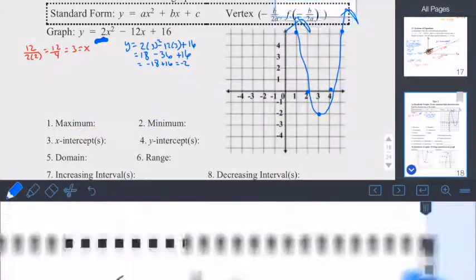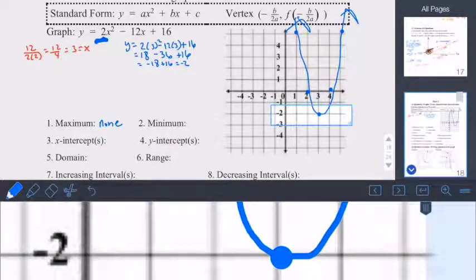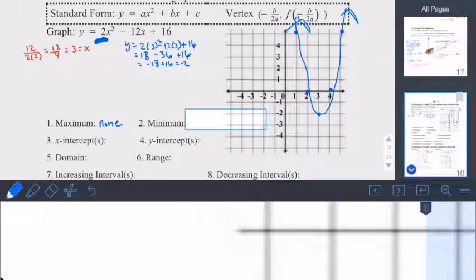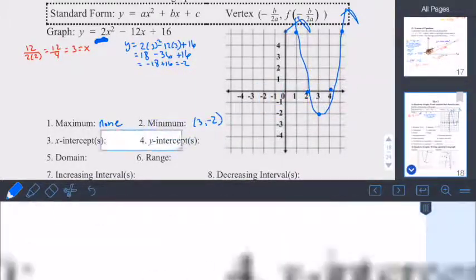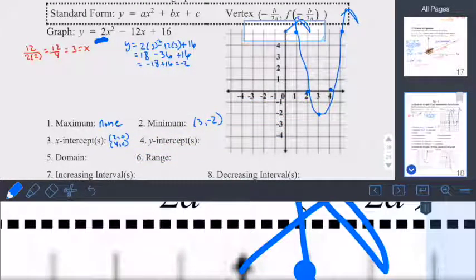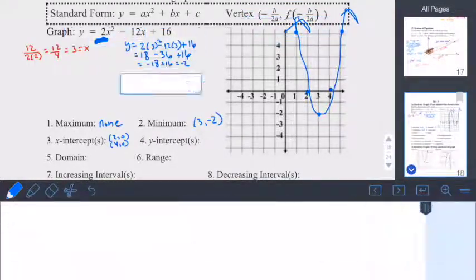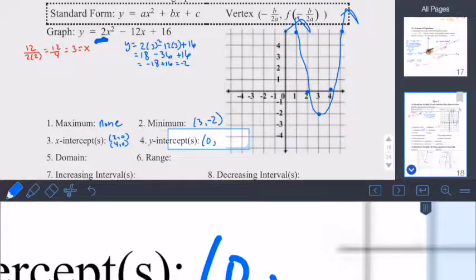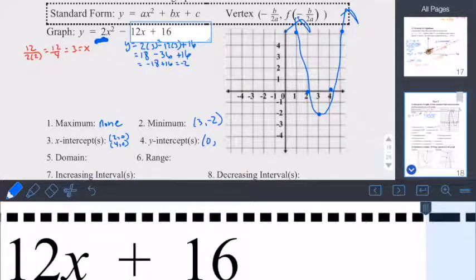Now there is no maximum because it goes up forever, so I'm going to say none. The minimum value is negative 2, and it occurs at 3. I'm going to label this point 3, negative 2. The x-intercepts occur at 2, 0, and 4, 0. And the y-intercept is going to be even higher. I'm not exactly sure because of my graph that's off there. It's going to be 16. If I plug in 0 for x, well, 2 times 0 squared is 0, minus 12 times 0, and there's all of 16 left over.